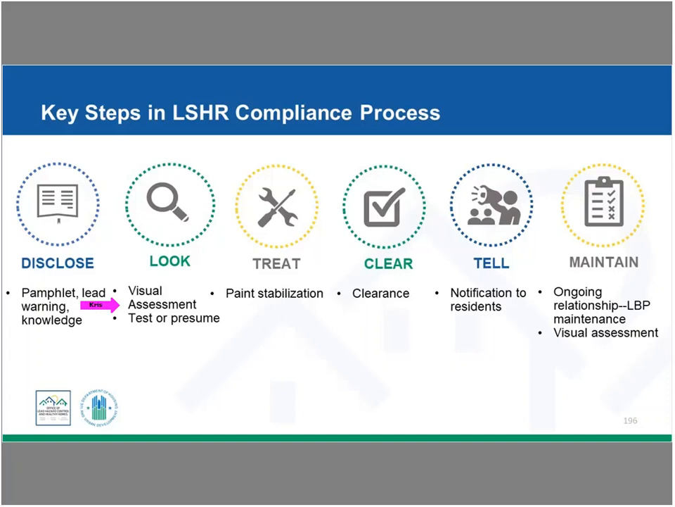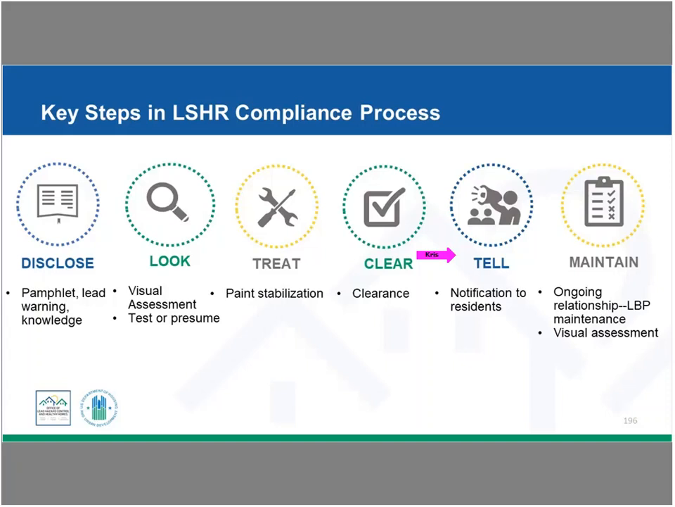Once hazards are identified, they have to be treated, and the term that we use in Subpart K is paint stabilization. We're going to go over what paint stabilization is, who can do paint stabilization, and what kind of training someone needs to have to be able to conduct paint stabilization. And then after the work or paint stabilization is done, the unit has to pass clearance. This is done with a combination of both visual and dust sampling. And we're going to go over what that is and who can do that as well.